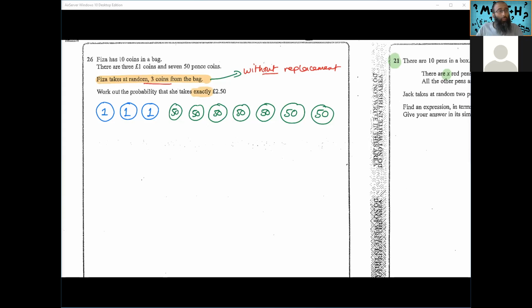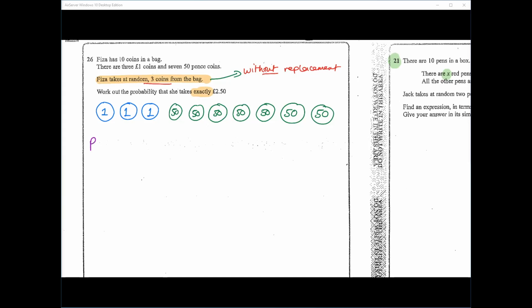Exactly. £2.50 means you're not estimating. It's bang on. So exactly 2.50 means it has to be using those 3 coins. It can't be more, can't be less. It has to be that value. So give me some annotation now. How do I work out the probability of 2.50?